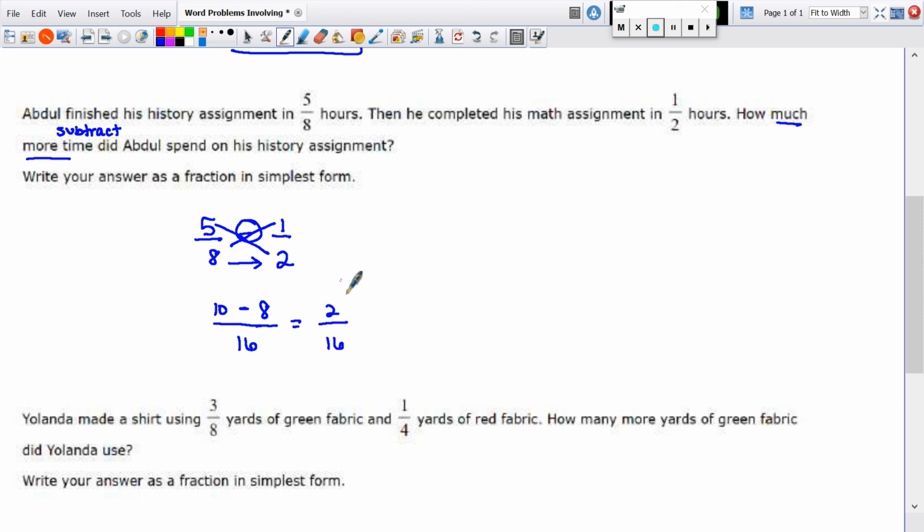But those are both even numbers, so whenever you have both even numbers, you can actually cut them in half. So half of 2 is 1, and half of 16 is 8. So he spent 1/8 of an hour more time.